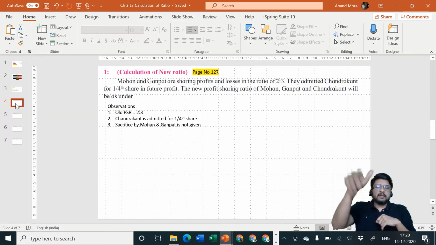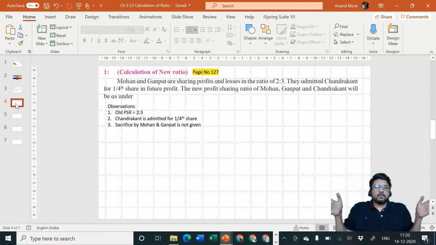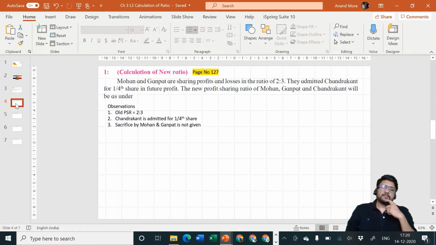And then they are admitting Mr. Chandrakant. Chandrakant is telling that of the total seat I want 1/4 share. Of the total seat I want 1/4 share. Then this 1/4 share of the seat should be contributed by whom? That is the question. And in which ratio that will be contributed? Should it be contributed by Mohan and Ganpat equally?